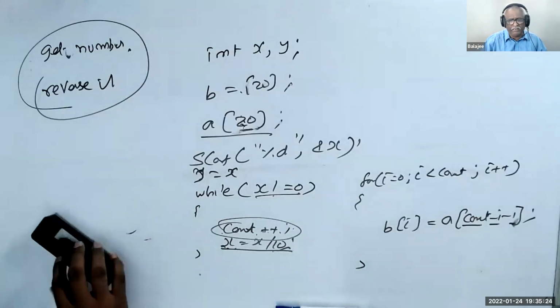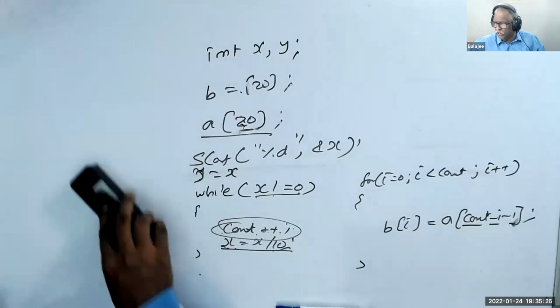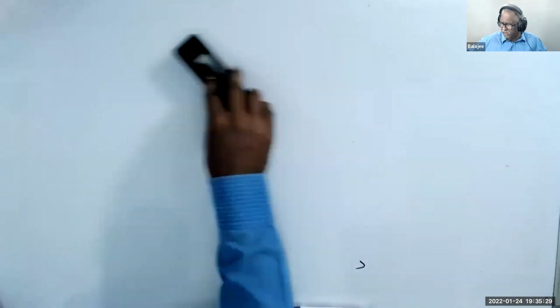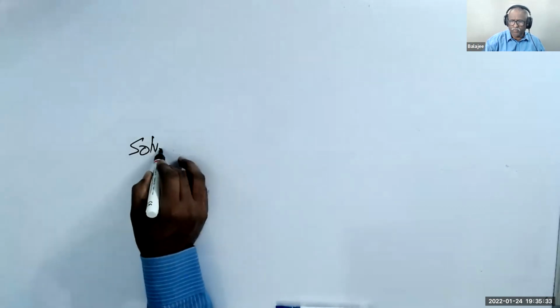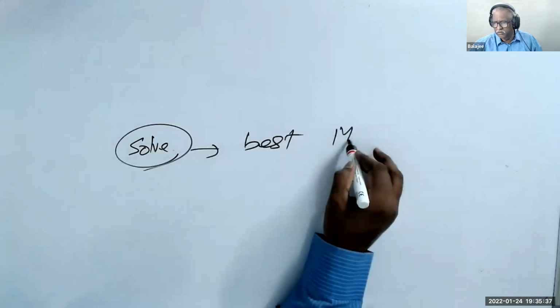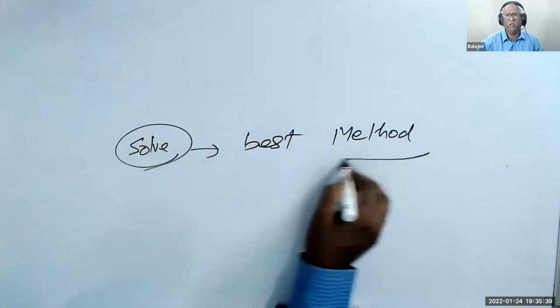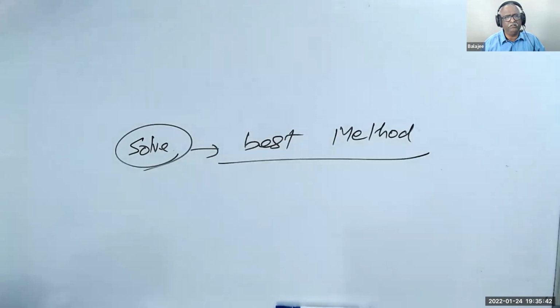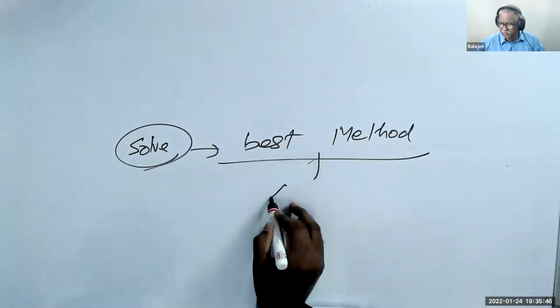Don't tell me there's only one method. Don't worry about any method you follow. But ultimately, you should solve the problem. Don't look for the best method. There's something called the best method, but please don't try to do that. That will come to you automatically.